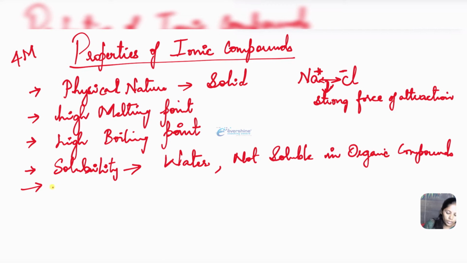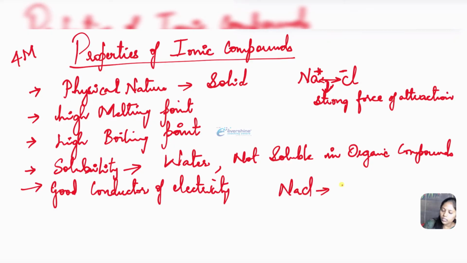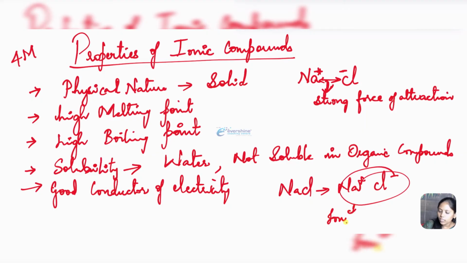The last point in this is that it is a good conductor of electricity. Ionic compounds conduct electricity because when you put them in water, they split as Na plus and Cl minus. The movement of these ions conducts electricity. So these are all the properties of ionic compounds. Ionic compounds are solid. Ionic compounds have high melting point and high boiling point. Ionic compounds are soluble in water and not soluble in organic compounds. Ionic compounds are good conductors of electricity.